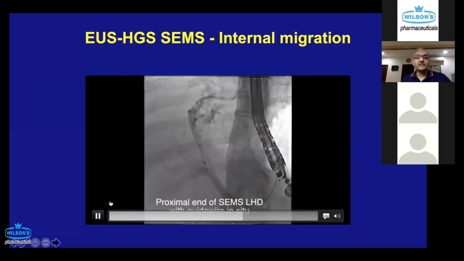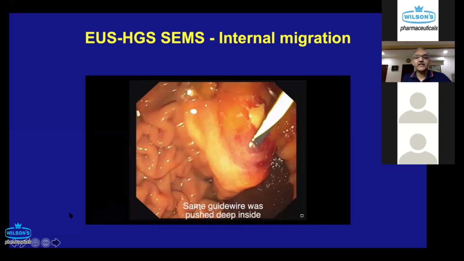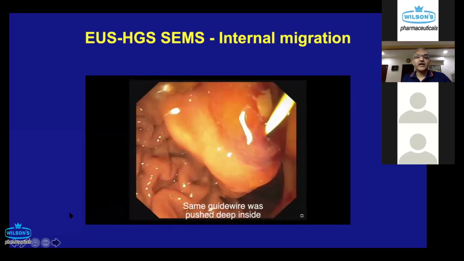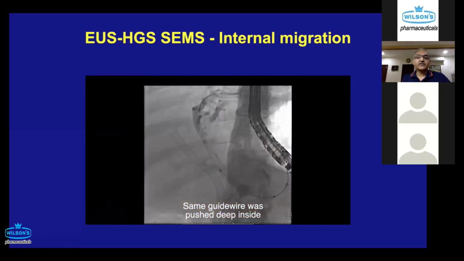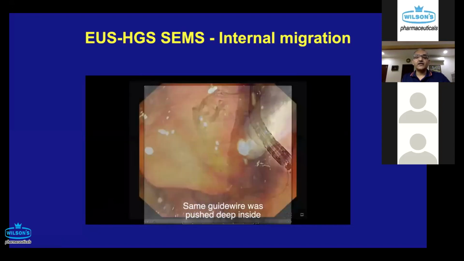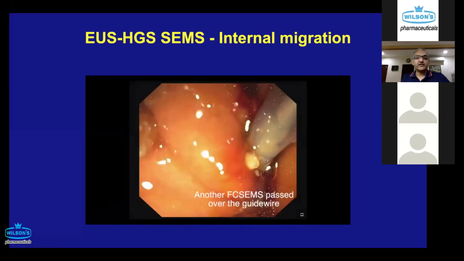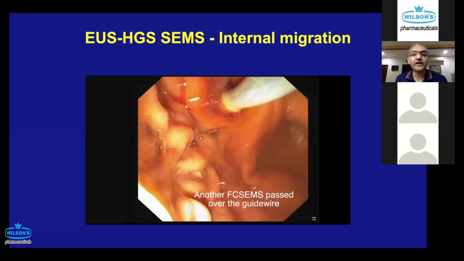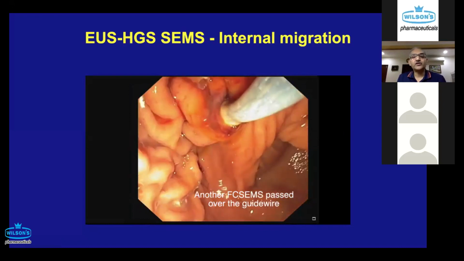But we were lucky enough to understand that the stent had malpositioned, but the guide wire was still inside. And that was our lifeline. So we used this lifeline of guide wire and placed a second stent over the guide wire, telescoped inside the previous stent. So we were lucky to get bailed out of this crisis just because the guide wire was inside.